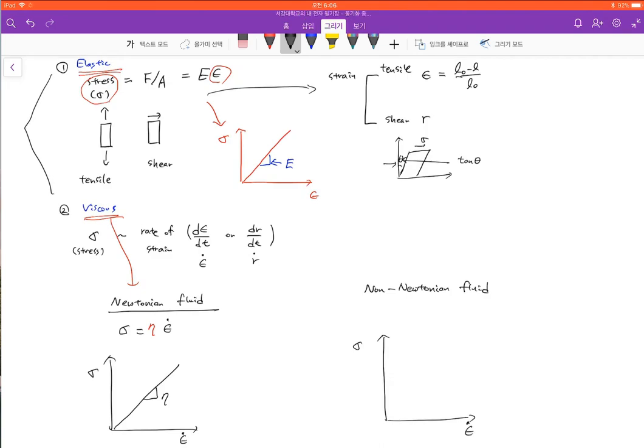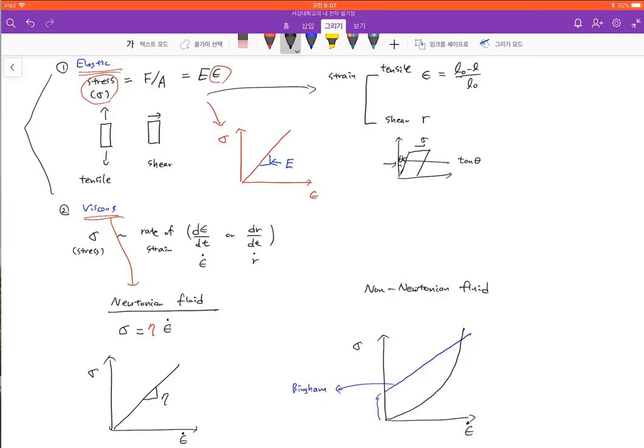But for a non-Newtonian fluid, it is not. Stress and rate of strain do not show this linear behavior, but somewhat different behavior. There are many different kinds. The first kind shows this kind of behavior. It's linear, but it shows some y-intercept, which means that we need to apply a certain stress to move this fluid. So this kind of fluid is called Bingham fluid.